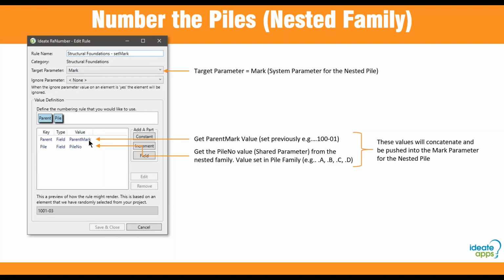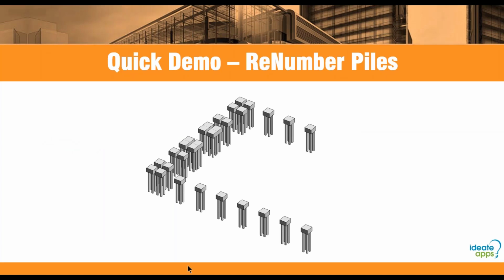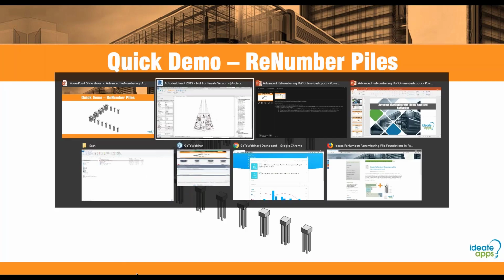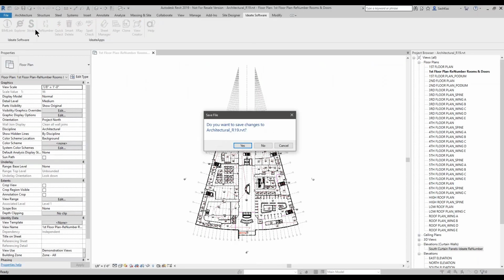What we're going to do down here is get the parent mark value, which you had set earlier. Then we're going to get the pile number. And what we did in the pile family is we put an A, B, C, D in there. That's going to get the parent mark value, concatenate it together with the A, B, C, D, and then push that data into the mark value for the nested pile. I'm going to demo this for you. And again, if you have more questions, definitely check out the website, because we have this as a blog post, but I want to show you how neat this is.